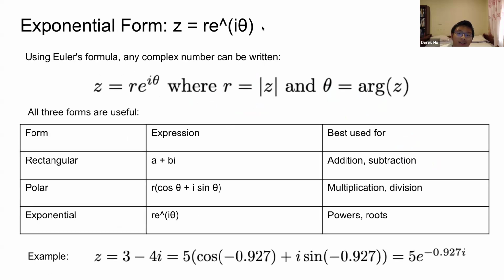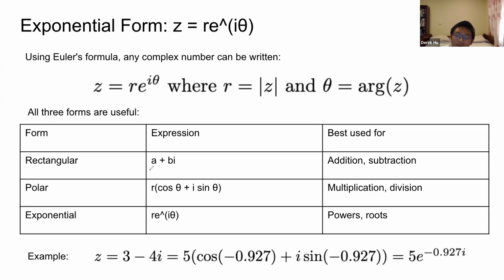And then any complex number can be written using the exponential form. So z equals r times e to the i theta, where r is equal to the magnitude of z, and theta is the argument of z. And the argument is basically just the angle. You can see this is very similar to the polar form, since this is still an r. It's just that e to the i theta is replacing the cosine theta plus i sine theta.